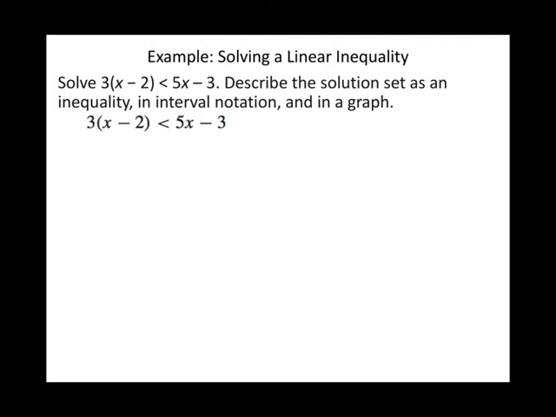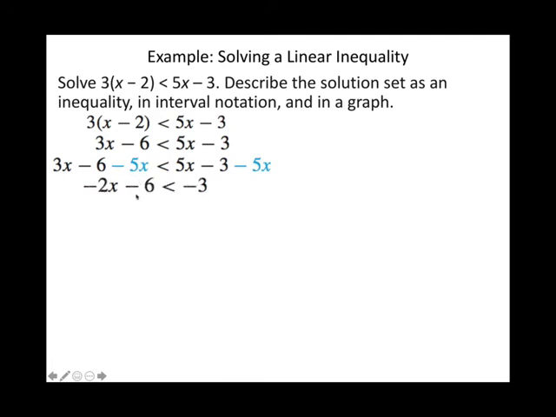Okay, one more. So this one, we have the parenthesis here. We want to distribute the 3 for both of them. So we have the parenthesis here. We want to distribute the 3 here. So you should get 3x minus 3 times 2, which is going to be the 6. Now we're going to subtract the 5x for both sides. So 3x minus 5x, that'll be -2x. -2x minus 6, strictly less than 3.